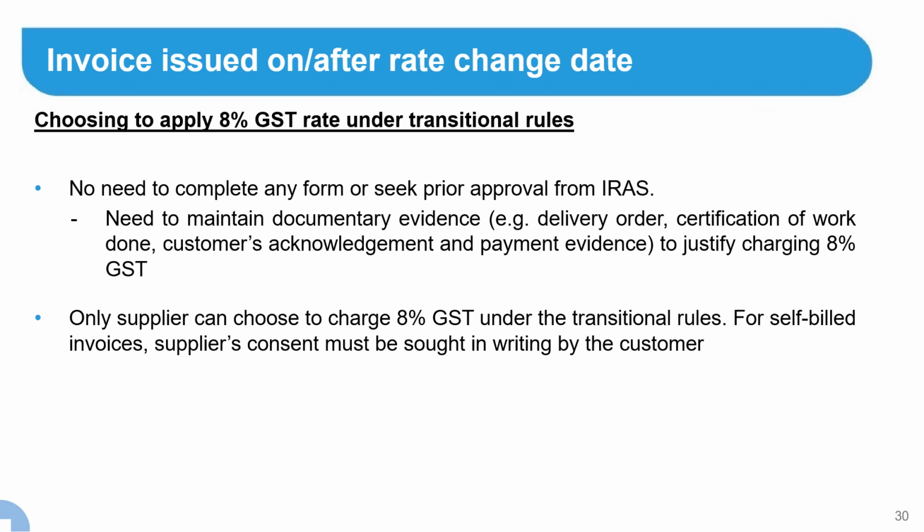We would also like to highlight that only the supplier can choose to charge GST at 8% if they satisfy the conditions under the transitional rules. Hence, if you are a customer who issues tax invoices under an approved self-billing arrangement, you must seek the supplier's consent in writing before choosing to apply the lower GST rate under the transitional rules.